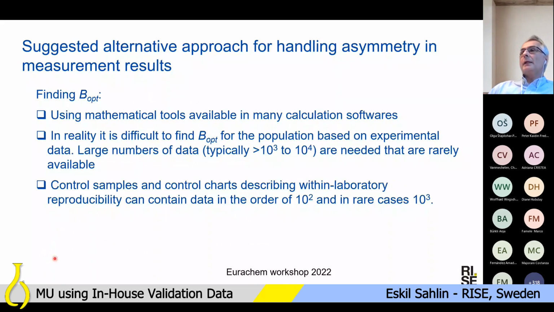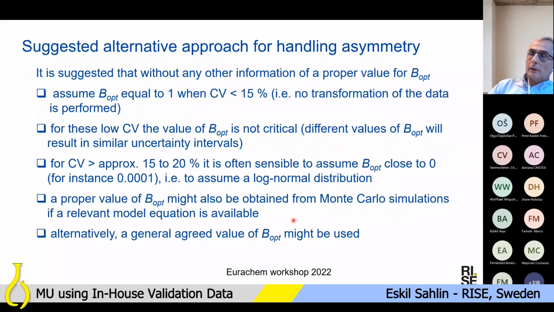Now, we need to find a B value, and this can be done using mathematical tools available in many calculation softwares. However, in reality, it's difficult to find a B value. At least based on experimental data, you need large numbers of data, ideally above 10,000, and such amounts of data are rarely available. The best you could do is to look at control samples and control charts. These typically describe what I call within-laboratory reproducibility. They can contain data typically in the order of 100 to 2,000.